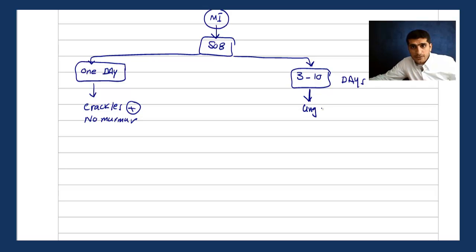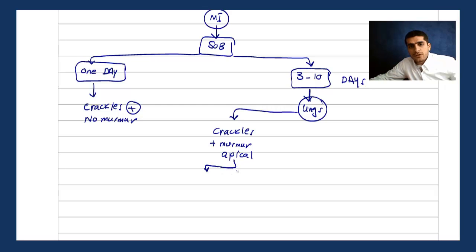Now, in the lungs, you have 2 differentials here. If you hear crackles in the lung plus a murmur, then this murmur is usually an apical murmur, right? Then for this murmur, it's really interesting. You need to know whether it's radiated or not radiated. So if it is a radiated murmur, or not radiated.